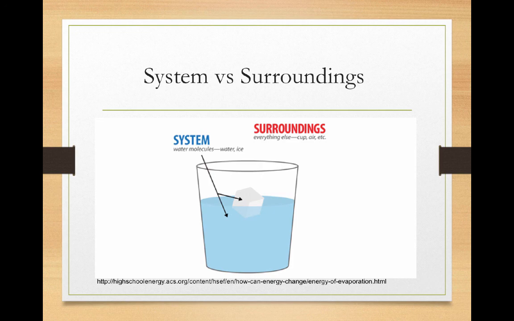Now, the surroundings is everything else. Now, on a test question, I can't just write everything else for surroundings. I have to be specific. So, in the case of what we're seeing here on screen, the cup would be part of the surroundings. The air, if it's sitting on a table or if a person's holding it, all of those things become part of the surroundings. They all interact with the system and give us information about how heat is transferred in or out. I hope that part makes a little sense.